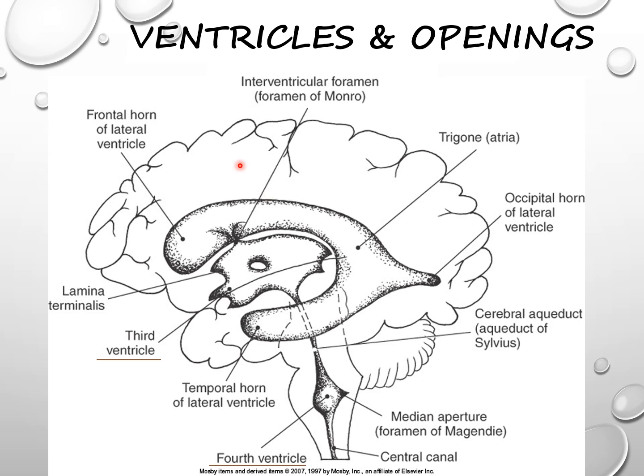Again, the ventricles have the cerebral spinal fluid. Usually the choroid plexuses that produce the CSF are located right around where the ventricles are, like right here.